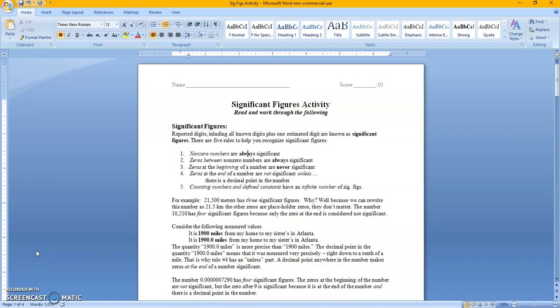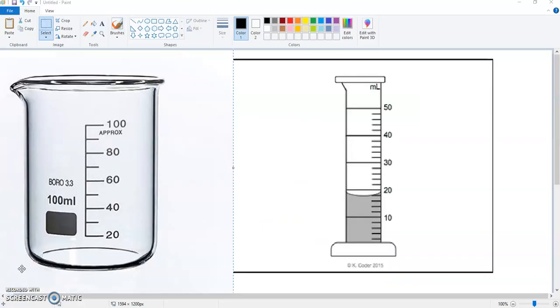Welcome to ChemVid. Today we're going to be talking about significant figures and how they help us make our measurements honest. Significant figures are how we report the honesty of our answer or the reliability of an answer.